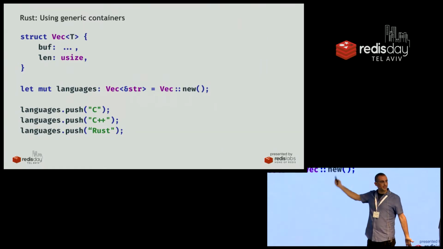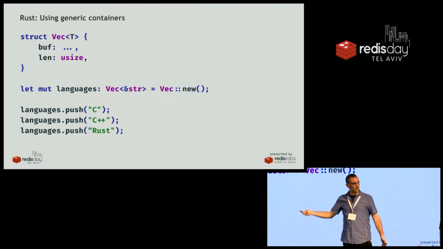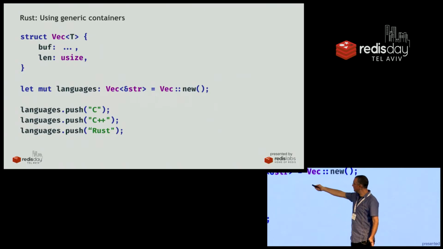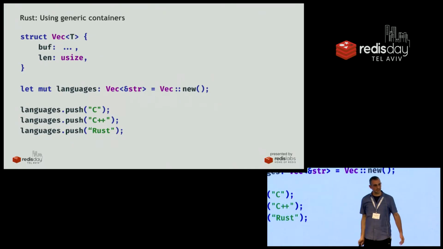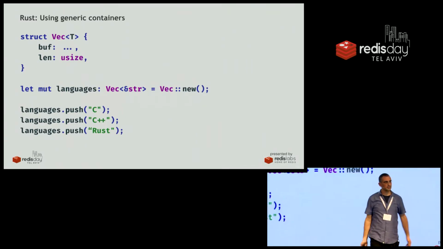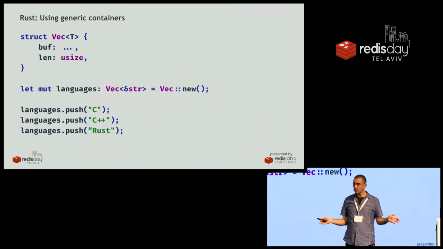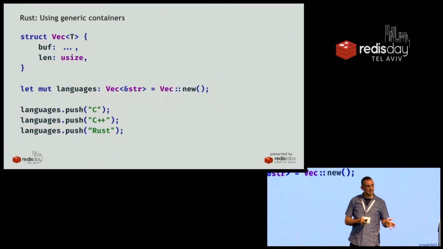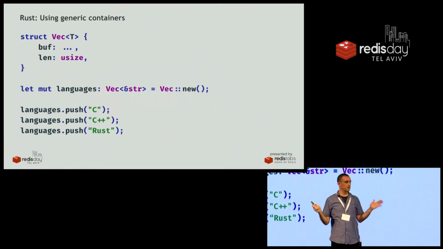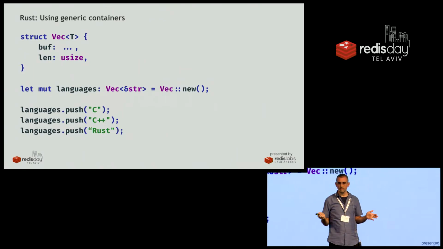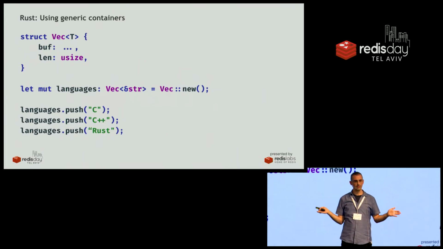So if we want to create a new instance of a vector, we have to create a mutable variable called languages. We say this is a vector that takes references to strings. And then we can push a bunch of strings into this vector, and it will grow. That's nice, but it's not very usable. It's also not very performant, because if we know we're going to push 3 values into the vector, we could have pre-allocated it to size 3.